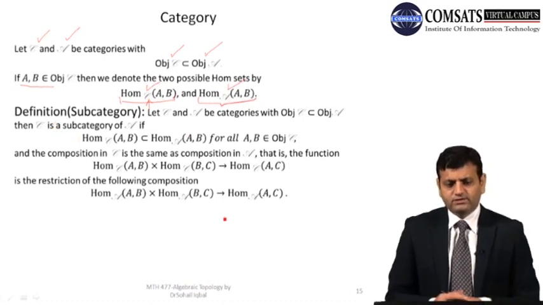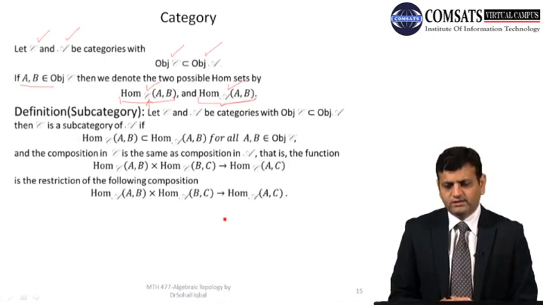So what is a subcategory? Let C and A be categories, and the objects of C are contained in the objects of A. Then C is a subcategory of A if the hom set between A and B in the category C is a subset of the hom set between A and B in the category A, for all A, B belonging to the objects of C. So not only are the objects subsets, but also the morphisms between any two objects.